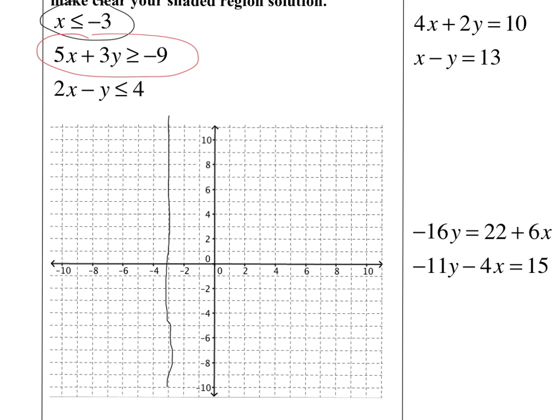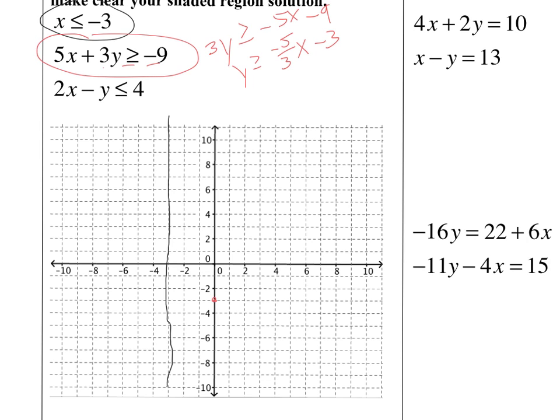Second one, I've got 5x plus 3y is greater than or equal to negative 9. Because I know that 9 is divisible by 3, I'm going to turn this into slope-intercept form. So I've got 3y is greater than or equal to negative 5x minus 9. Divide both sides by 3, and I get y is greater than or equal to negative 5/3 x minus 3. Okay, this one is also a solid line, so I'm going to go down to negative 3. Negative 5/3 means down 5 over 3.